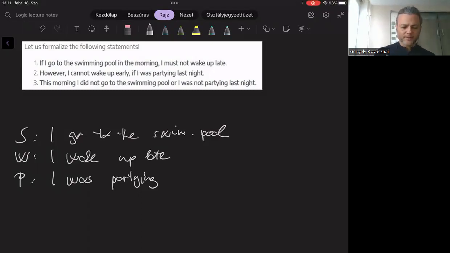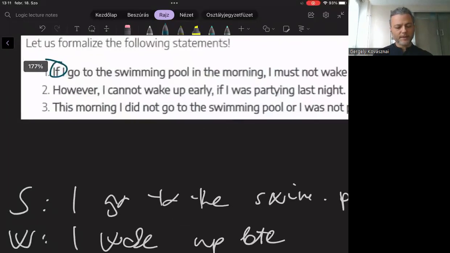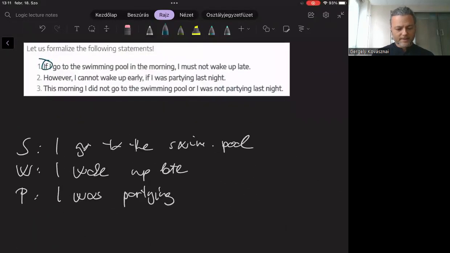Now let's look at the sentences, and it's easy to see in the first sentence that we have to use implication because you can find the word if here. So it's easy to formalize this first statement since I have to use the operator for implication. This is the double arrow. The left-hand side of the double arrow can be represented by the variable s. I go to the swimming pool. If I go to the swimming pool, then I must not wake up late.